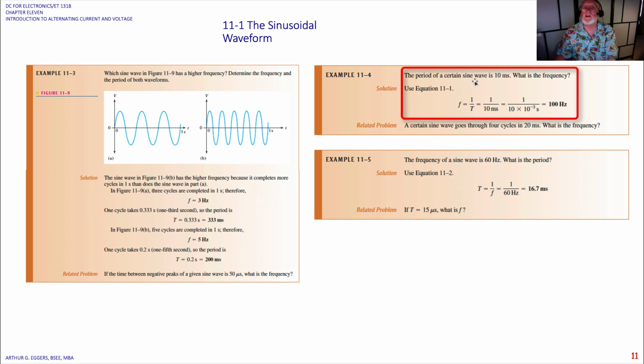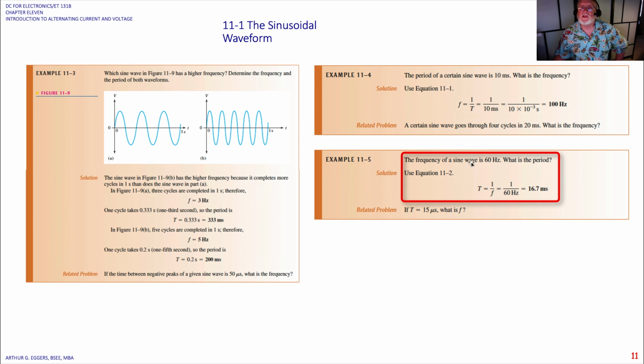So the period of a certain sine wave is 10 milliseconds. What's the frequency? Again, we put it into our relationship. Frequency is equal to 1 over time, which is 1 over 10 milliseconds, which is 10 times 10 to the minus third when we convert milli back to an exponential. And we can pull that into the numerator. We get 10 to the third then, okay? And when we pull 10 into the numerator, that reduces it by 1. We get 100 hertz.